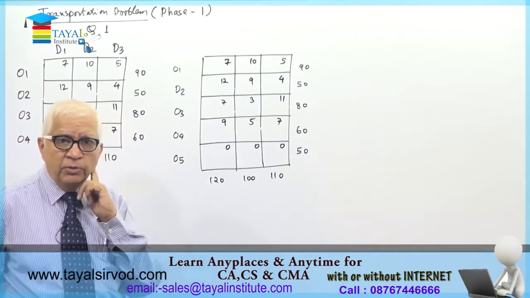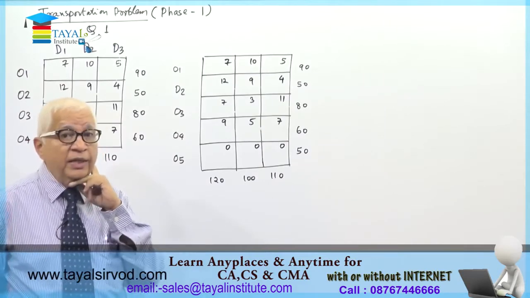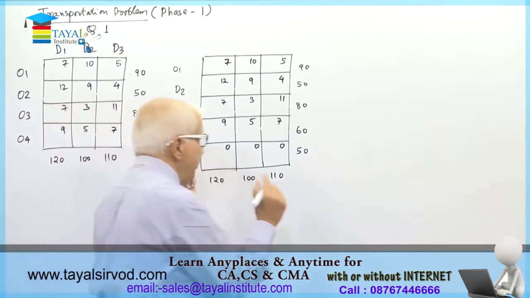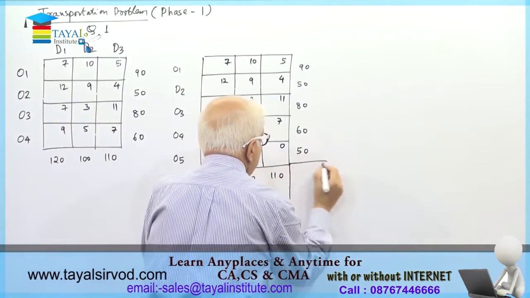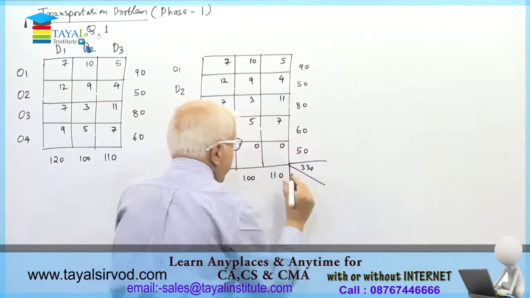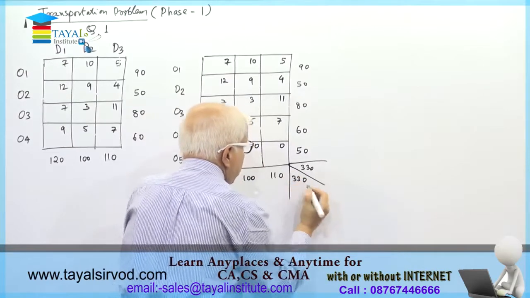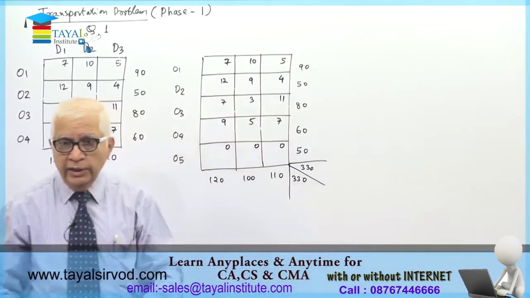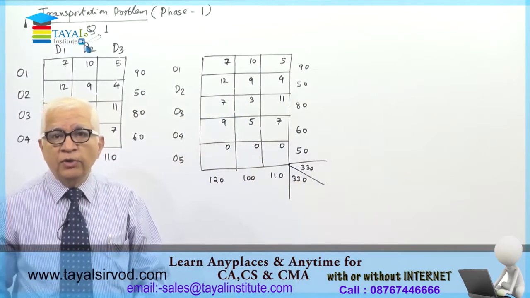Is it a minimization problem? It was already a minimization problem. Is it a balance problem? Now it is a balance problem, because if I write the totals in this way, the total of row availability is 330, the total of column demand is also 330, and therefore this becomes a balance problem.